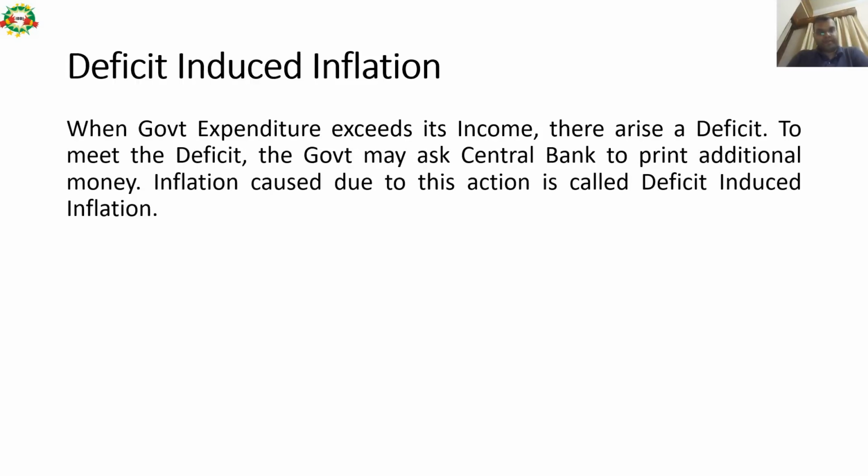Then deficit induced inflation, when government expenditure exceeds its income. Income is 100 rupees, expenditure is 200 rupees or 150 rupees. There arises a deficit. To meet the deficit, the government may ask the central bank to print additional money, and inflation caused due to this action is called deficit induced inflation.